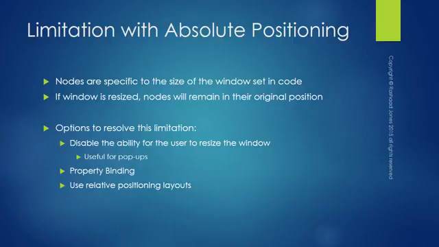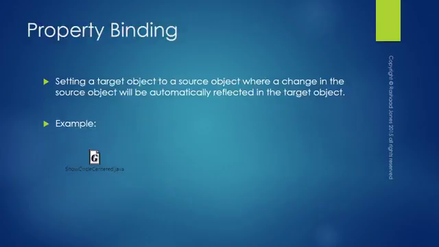And if you resize your window, the nodes remain in their original position, which means your window may not look the way you want. So there are some options to resolve this limitation. You can disable the ability for the user to resize the window. You can just set that to false. You'll typically see this for pop-ups or login screens, things that need to be small, that probably need to be set to a certain size, and you do not want the user to resize them. Another way of doing it is property binding, which we'll discuss later, and then we will discuss how to use relative positioning layouts to accomplish this with a little more effectiveness than property binding. But let's talk about property binding first.